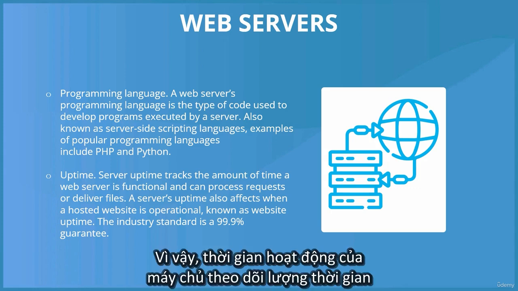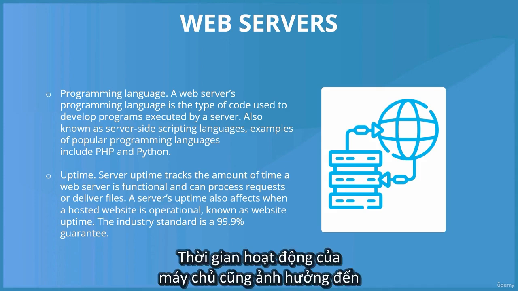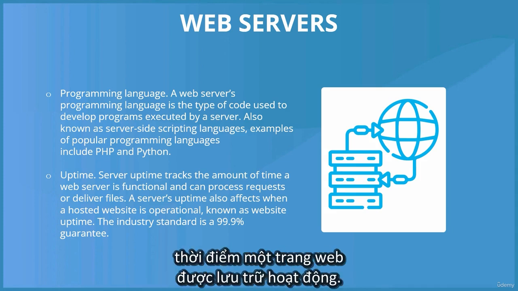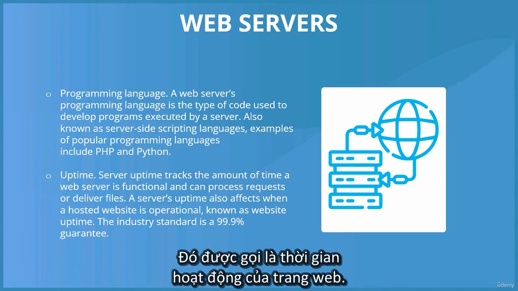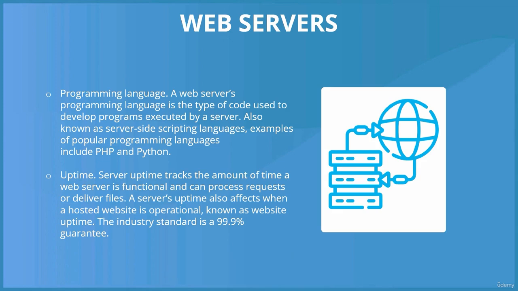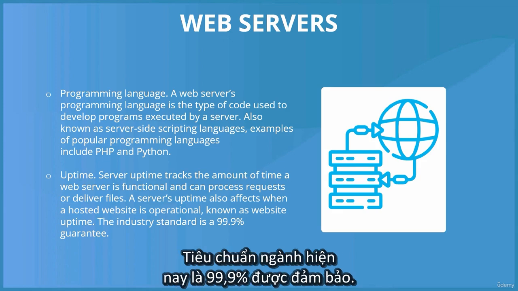Uptime. So server uptime tracks the amount of time a web server is functional and can process requests or deliver files. A server's uptime also affects when a hosted website is operational. That's known as website uptime. The industry standard is currently 99.9% guaranteed.